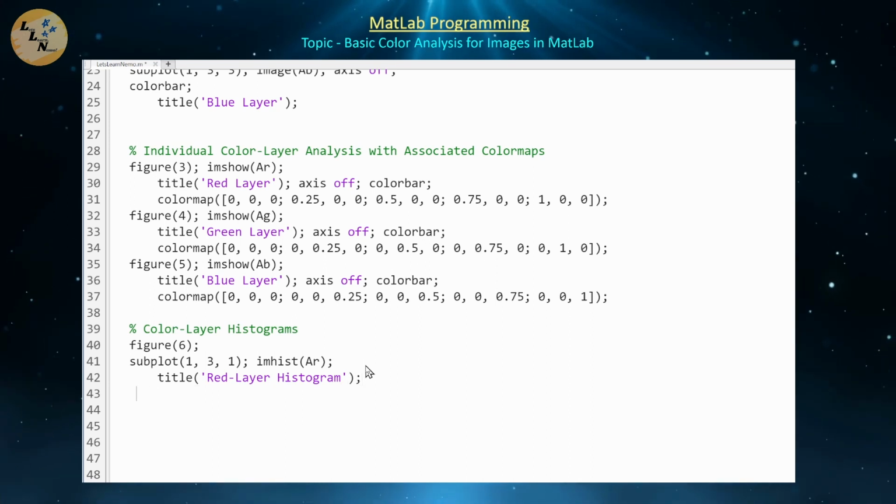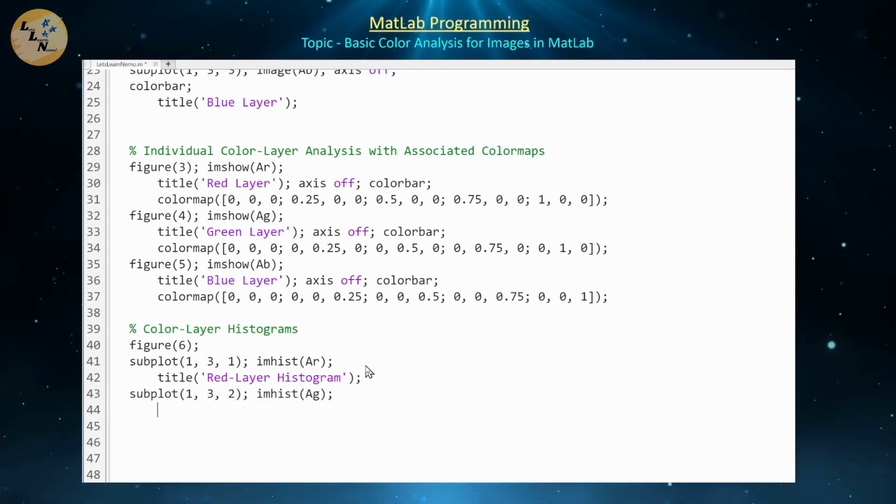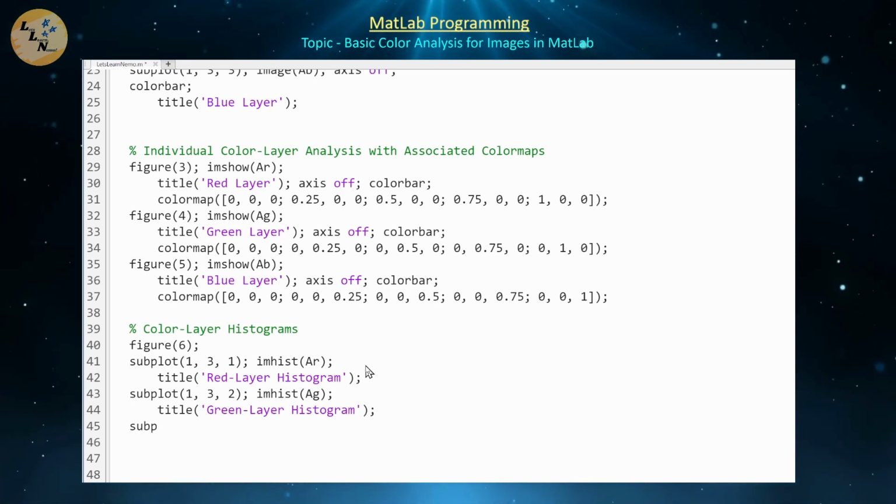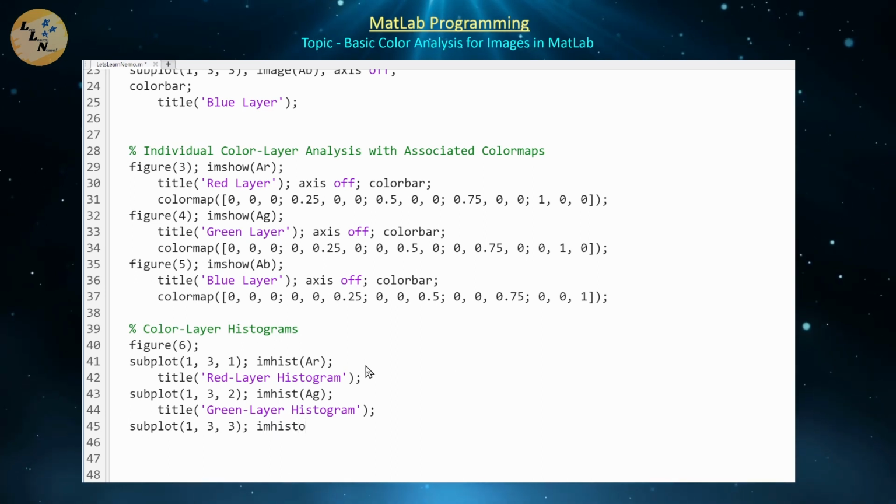We're going to do the same thing for the second cell, so first row, third column, second index. So imhist of A G, and this is going to be the green layer histogram. And then the third, 1, 3, and index 3 is going to be imhist of A B. And this is going to be the blue layer histogram.